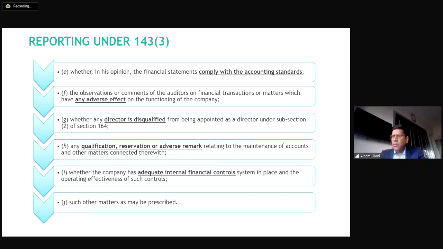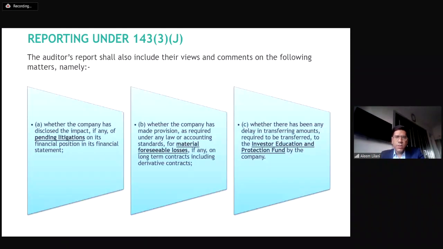Such other matters have been prescribed, in which 3 matters have been prescribed. For brevity, I'll just be quick. Reporting on the pending litigations, reporting on the material foreseeable losses, and reporting on funds to be transferred to the Investor Education and Protection Fund, so whether there's any delay in that transfer. So these are all prescribed.